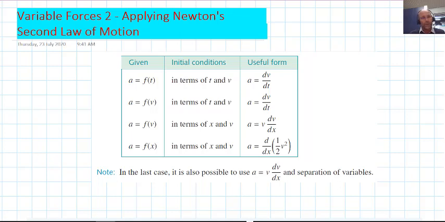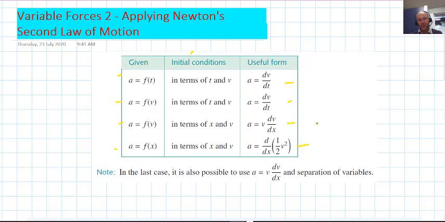All right, variable forces number 2, we're going to apply Newton's second law of motion. That's what our learning goal is. We're going to build on what we learned previously, and we're going to look at how we can deal with forces using Newton's second. And just to recap previously, these 4 expressions for variable acceleration, based on what we've been given and the initial conditions. Okay, so that's in the previous video.